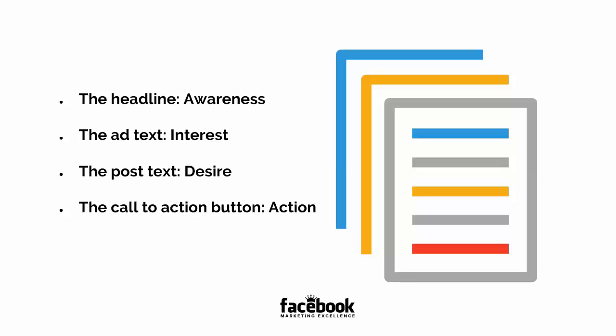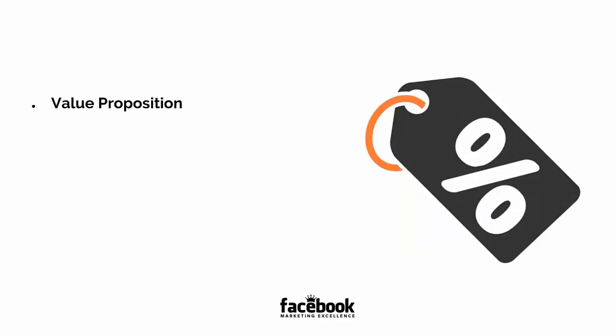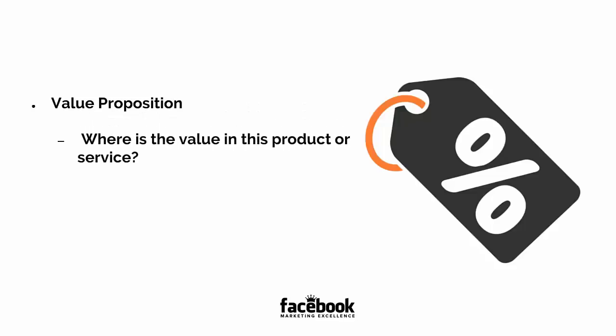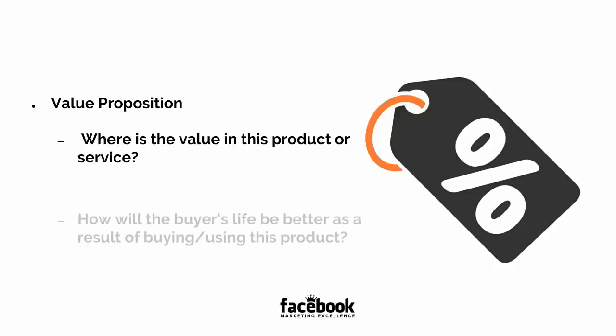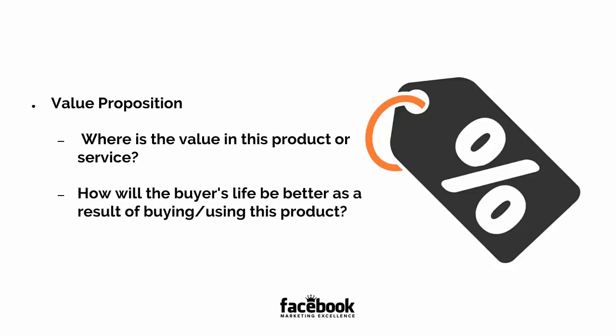Now, to do this, you should again think as you would in any copywriting and focus on what is known as the value proposition. The value proposition simply asks the question, where is the value in this product or service? Or to put it another way, how will the buyer's life be better as a result of buying or using this product? When doing this, you also need to ensure that you're focusing on the emotional element and creating a real image in the mind of the reader.